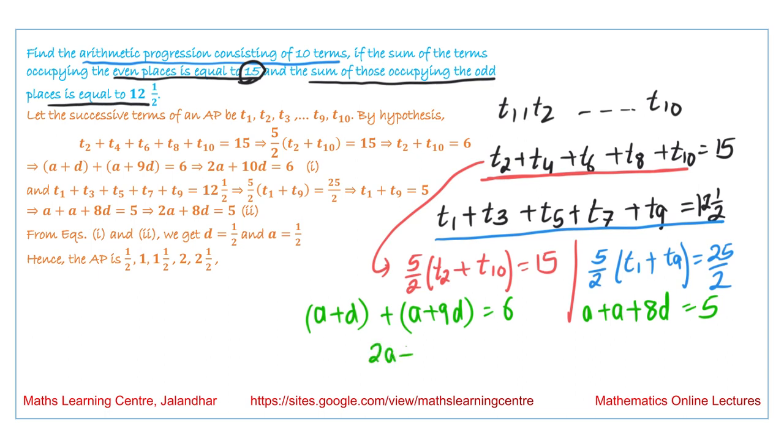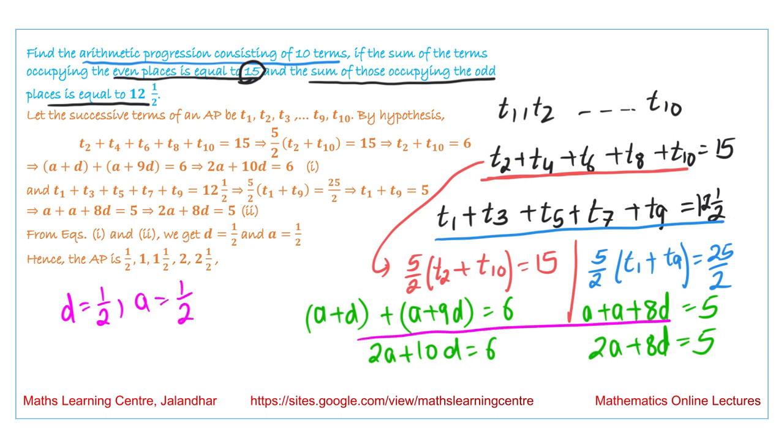First is 2A plus 10D is equal to 6, and second is 2A plus 8D is equal to 5. Now if we solve both these equations, we will obtain D is equal to 1 by 2 and A is equal to 1 by 2.